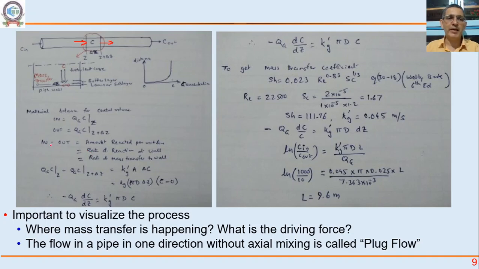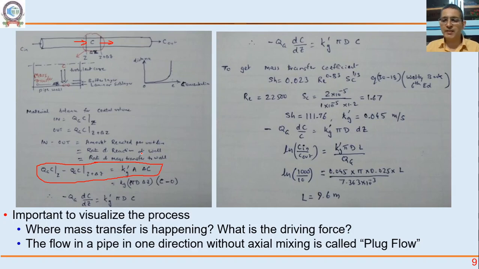So this difference, in minus out, is what has reacted. How much has it reacted? It is equal to what has been transferred. You are consuming it as fast as it comes. So it is consumed at the rate of reaction at the wall, which is the same as the rate of mass transfer to the wall. So Qg into C at Z minus Qg into C at Z plus delta Z is equal to Kg prime, the mass transfer coefficient in meters per second, times A times delta C. We are writing concentration in terms of moles per unit volume, not partial pressure.